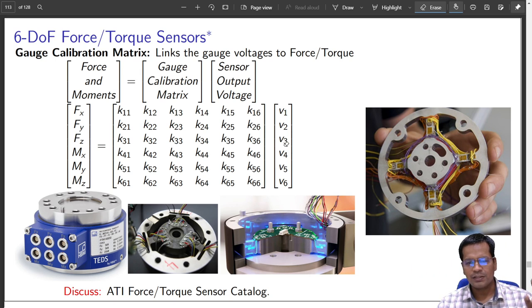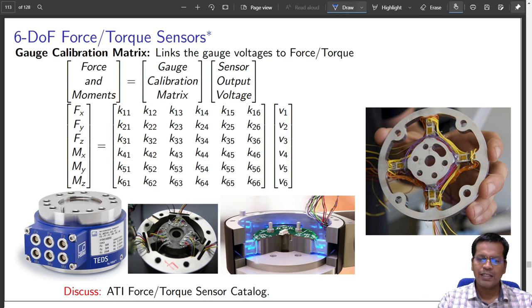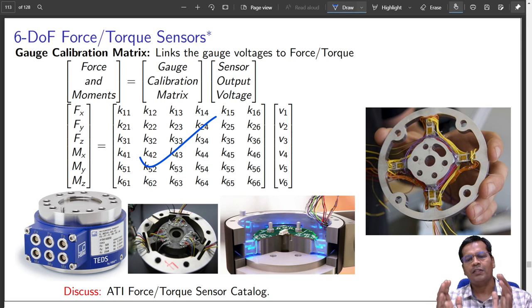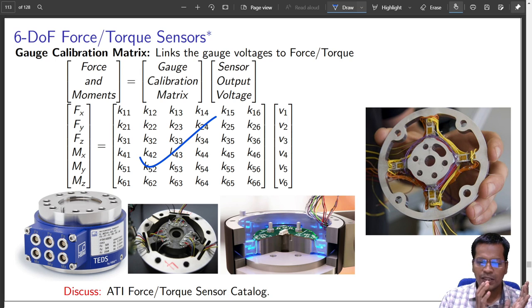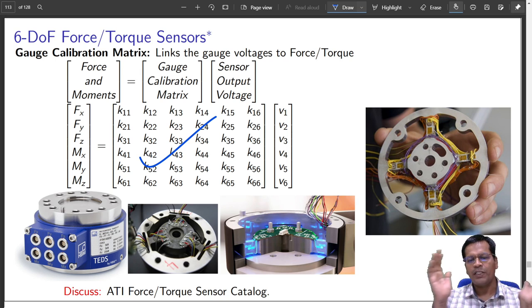That's all. I think this is just a philosophy of understanding a force sensor for industrial application, as big as a 6 degrees of freedom sensor. But yes, hope you have got the philosophy of this, if not 100% of the understanding. This is how they are related, and this calibration matrix is given by the manufacturer. They will deliver, they will calibrate, they will give you the complete calibration matrix.